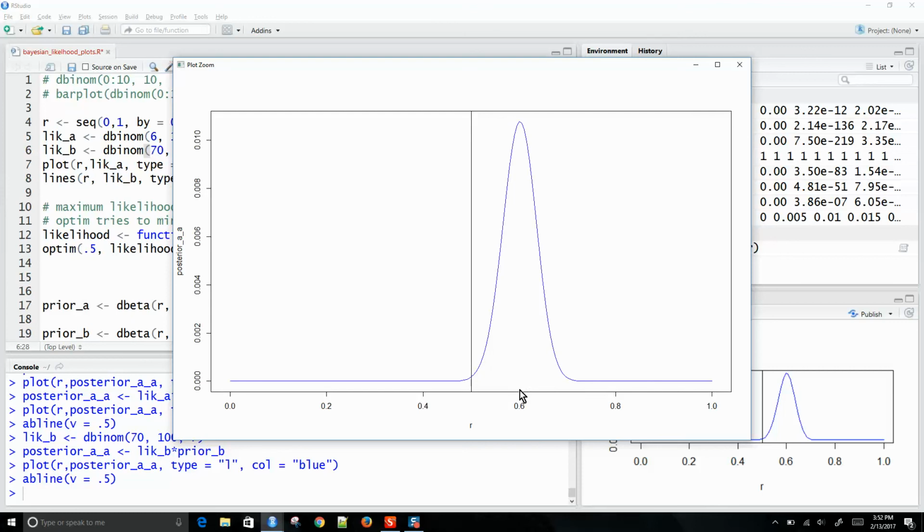Okay, and so perhaps I'll have you guys do this in the homework. We'll look at how different values of the data affect our posterior distribution, which is also affected by our prior distributions. Okay, we'll end there, and we'll talk about other stuff on Wednesday.